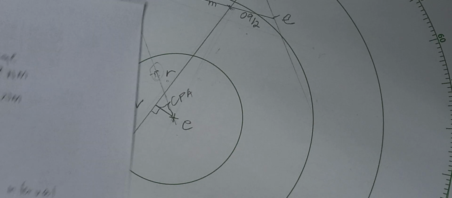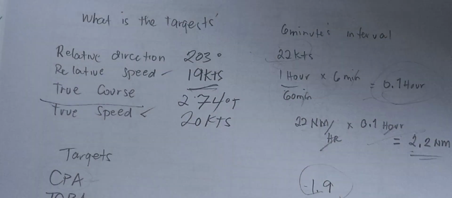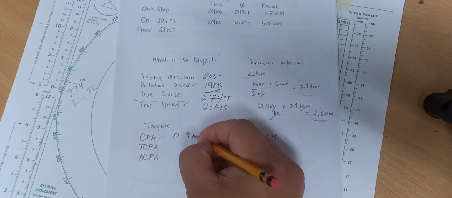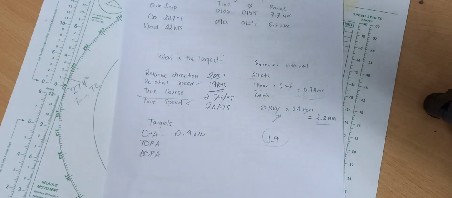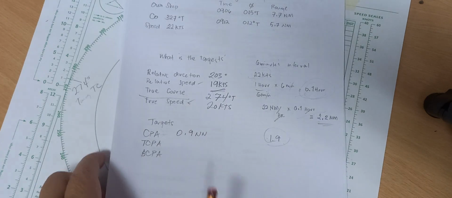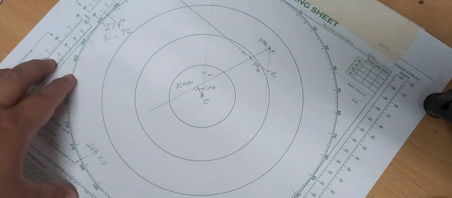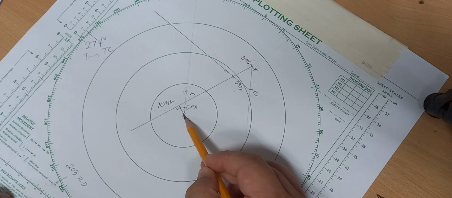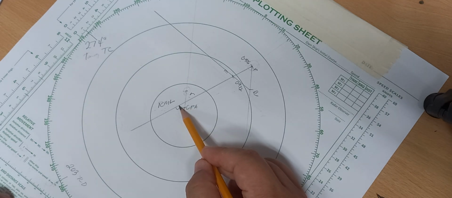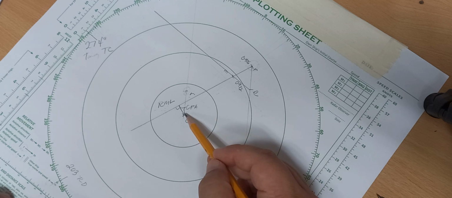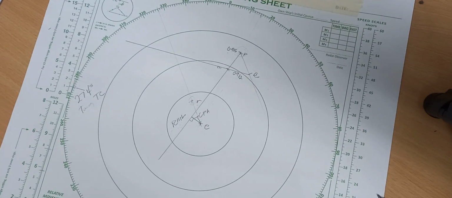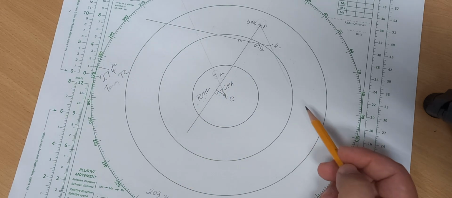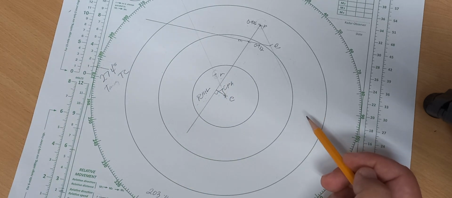Zoom it out. 0.9 nautical mile. It's not even 1 nautical mile. From this point to this point is only 0.9 nautical mile. It's not even 1 nautical mile. So if you get 0.5, it is only half a mile, or half of 1 nautical mile.